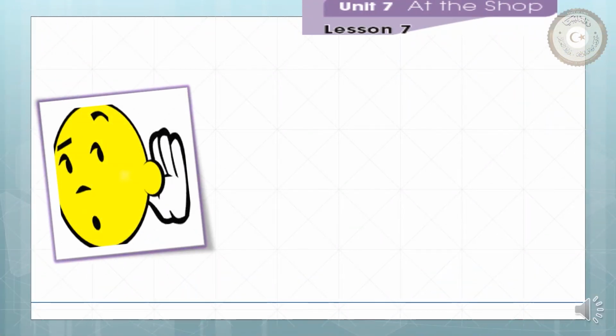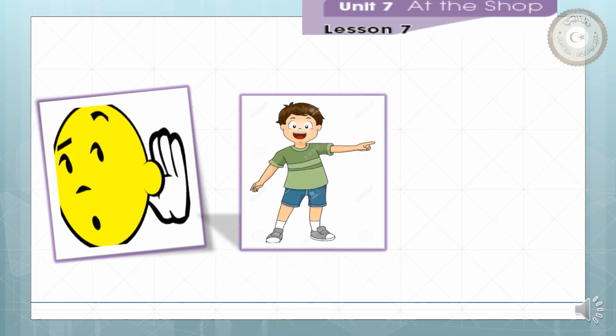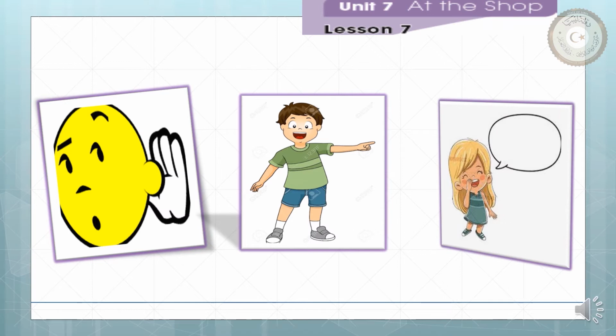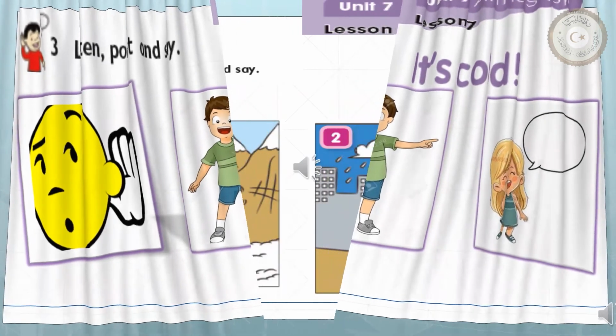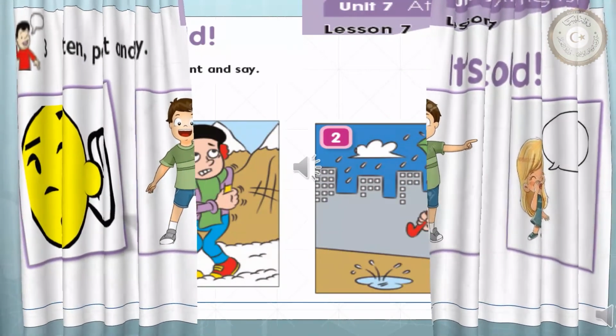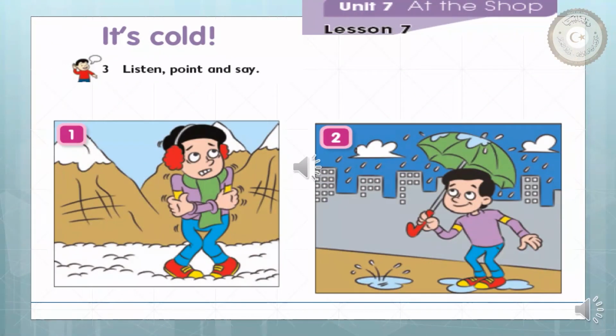Now look at here. You are going to listen, point, and say. Listening first to Omar, talking about weather. Okay. Then you are going to point. Now, before we listen, we are going to check these pictures as usual.